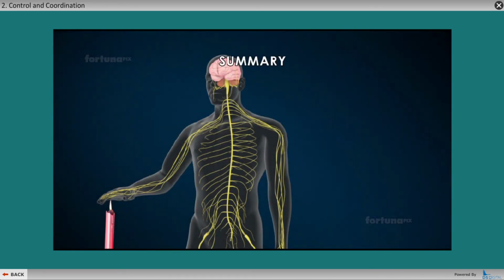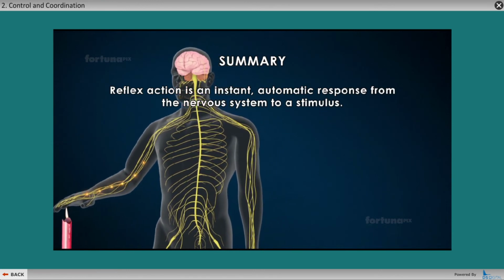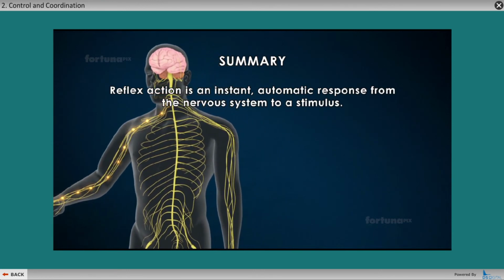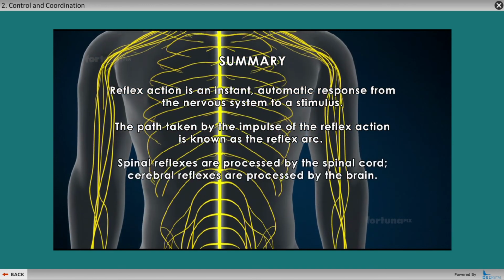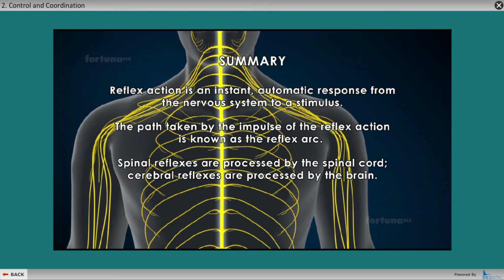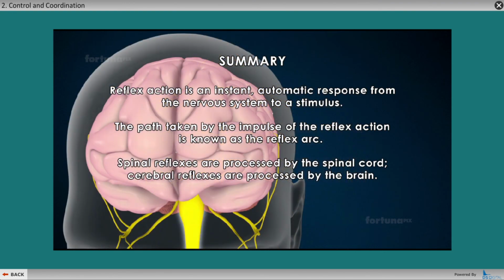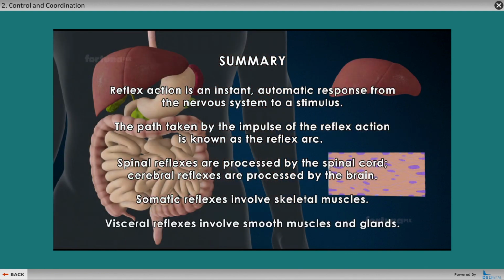Summary: reflex action is an instant, automatic response from the nervous system to a stimulus. The path taken by the impulse of the reflex action is known as the reflex arc. Spinal reflexes are processed by the spinal cord. Cerebral reflexes are processed by the brain. Somatic reflexes involve skeletal muscles. Visceral reflexes involve smooth muscles and glands.